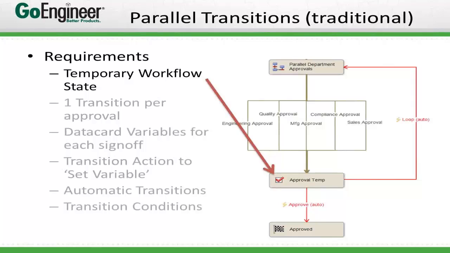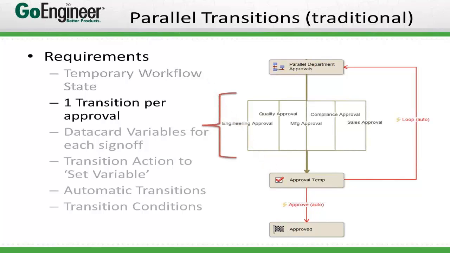The first is that we actually need a temporary workflow state, since we're performing some transitions, we're evaluating who is signed off, and then we're either pushing it on to approved or looping it back up to wait for more sign-offs. So the first thing that we need to introduce is a temporary workflow state. The next thing that we need to have is one transition per approval. So we need one transition for the engineering department, another transition for the quality approval, another transition for the manufacturing approval, so on and so forth.